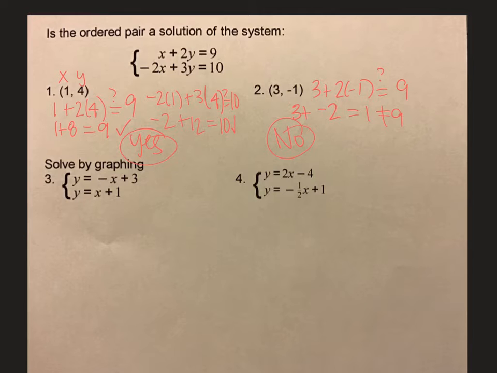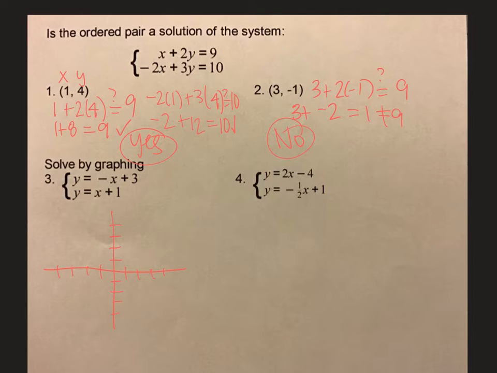So in number 3, we've got y equals negative x plus 3 and y equals x plus 1. When you're solving by graphing, what you're looking for is where they intersect. So whatever that point is where they intersect, that's going to be your answer. So we're just going to make our graph.